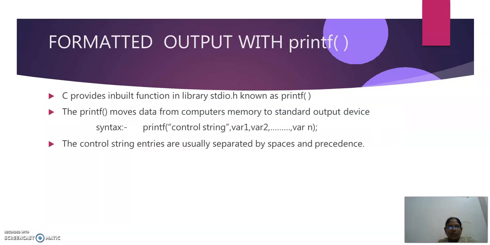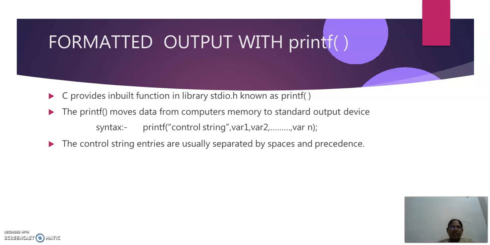And formatted output. So we have seen formatted input, and formatted output also will have the same control strings, that is, the format specifiers. And we are going to use a function called printf. C provides an inbuilt function in the library stdio.h known as printf. The printf moves data from the computer's memory to the standard output device. The syntax will be printf, control string, comma, variable 1, variable 2.